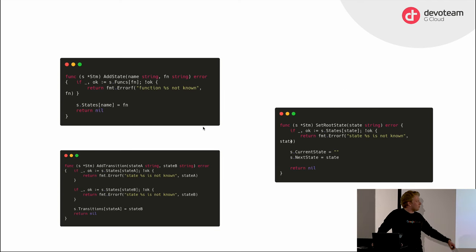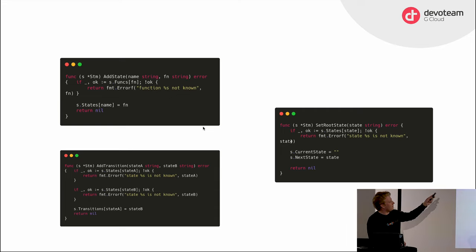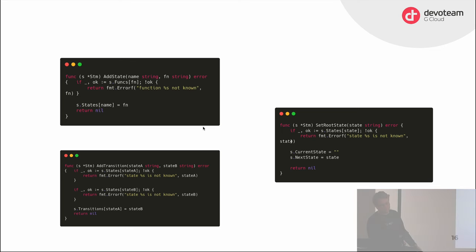So these are just the basic add state, set root state, and add transition functions, which just retrieve the state, check if it is available, and if not, return an error. Otherwise, we just add it into the state machine itself.